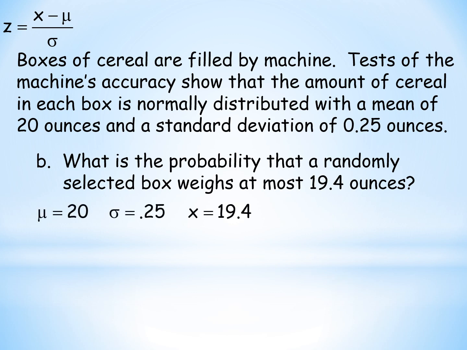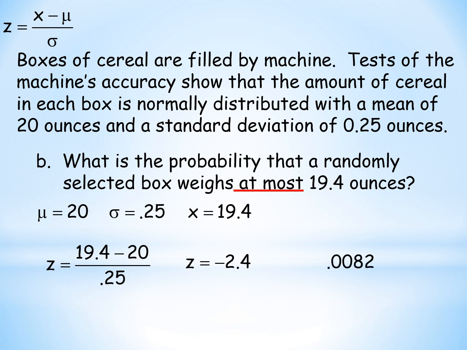Once again, write down what you know. Calculate your z-score. This tells you that you are minus 2.4 standard deviations away from the mean. It said at most, so we already figured that you want the left-hand side of the curve. So all you have to do is look that number up on your z-chart. You'll find it's 0.0082. If you convert it to a percentage, it's 0.82%. So 0.82% will weigh at most 19.4 ounces. Or another way to say it, 0.82% will weigh 19.4 ounces or less.